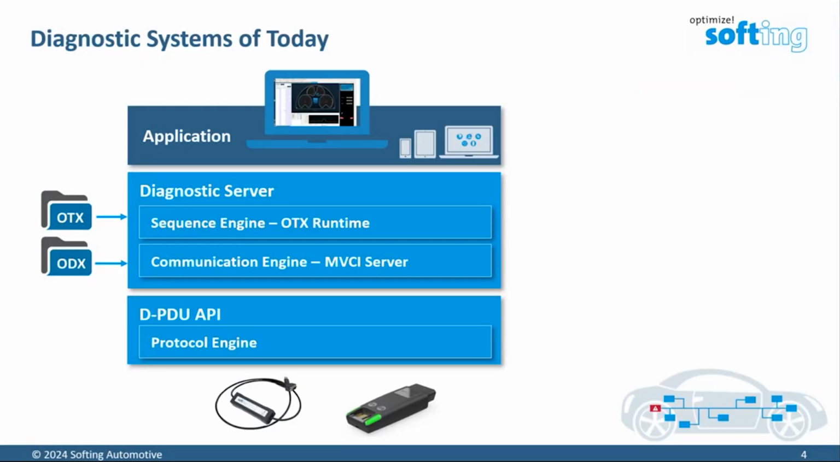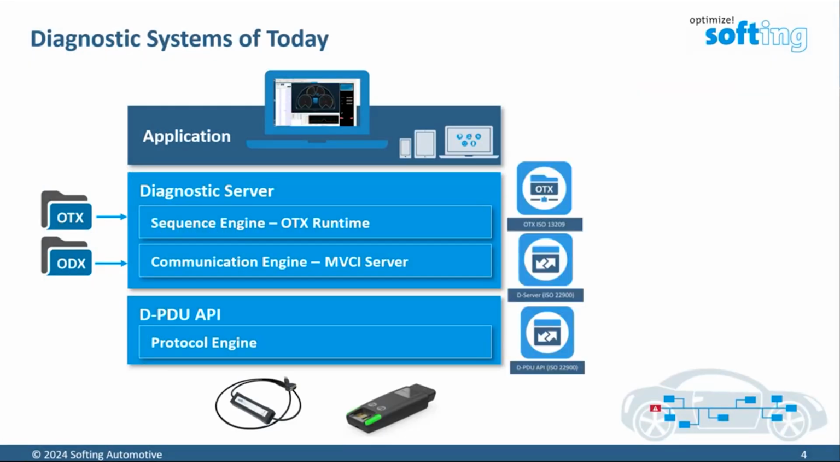All right, let's get started. As you can see here, highlighted in light blue, this is the classic diagnostic approach, and everything you see here is highly standardized and in use for many years. Starting from the bottom, you see the D-PDU API, which is the abstraction layer to the hardware interfaces you see on the bottom, which realize the connection to the vehicle. And the D-PDU API takes care of the communication to the vehicle, communication protocols like timings, and handing over the diagnostic services from the layer above.